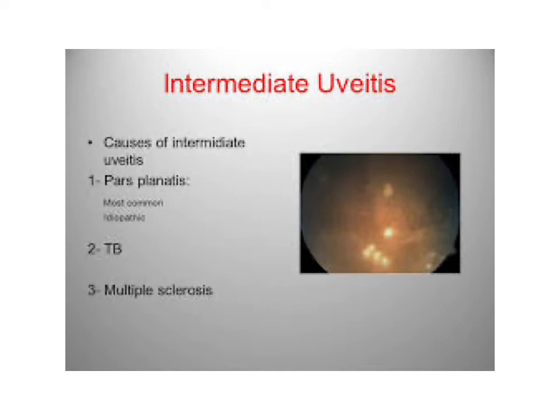So the cause of intermediate uveitis is mainly idiopathic, but it may be produced due to tuberculous infection or multiple sclerosis disease.